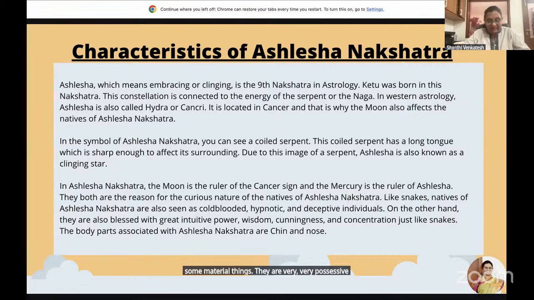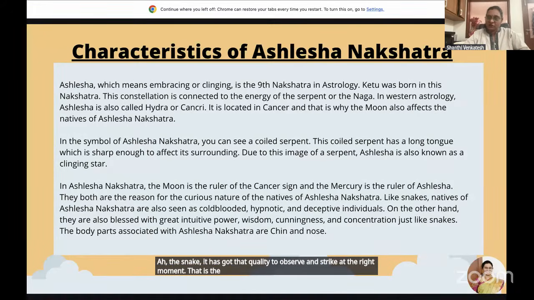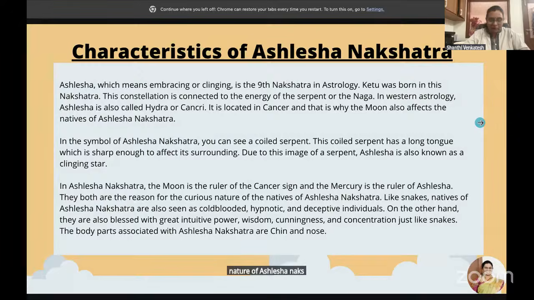They hold on tightly. Adaptable and strategic. They have this knack: they don't approach a problem directly. Instead, they observe things, they wait, and they choose the right moment to act. That is their nature. Just like a snake, it has that quality to observe and strike at the right moment. That is the nature of Ashlesha Nakshatra people also.